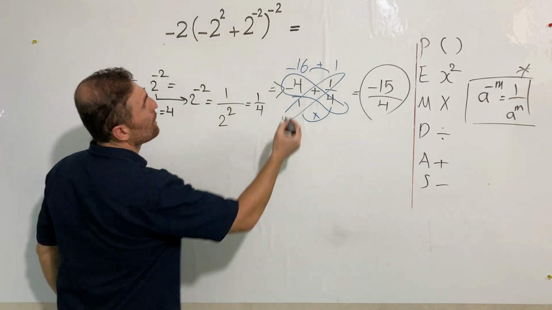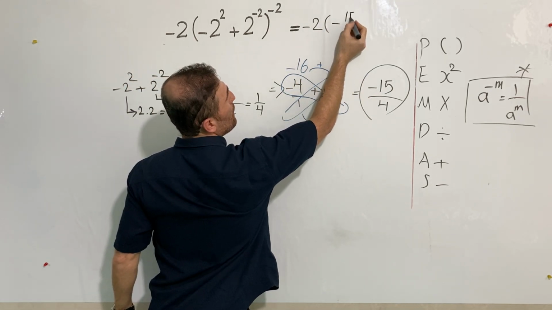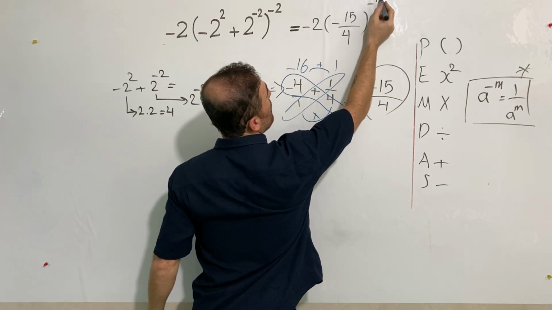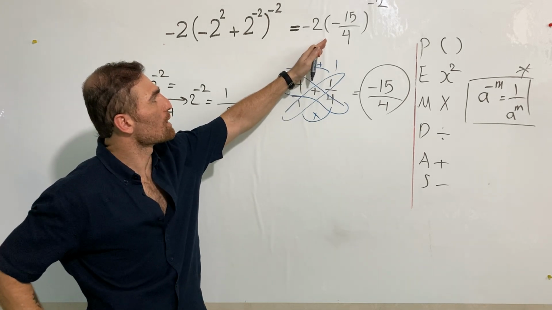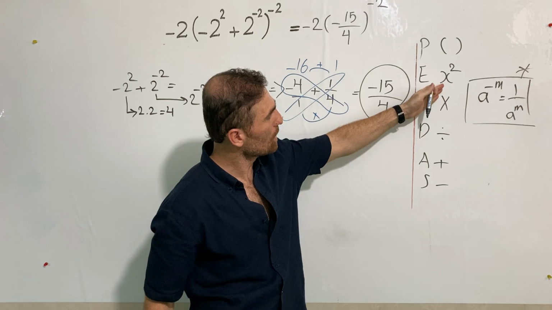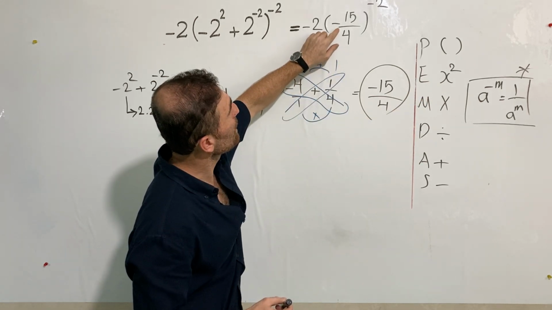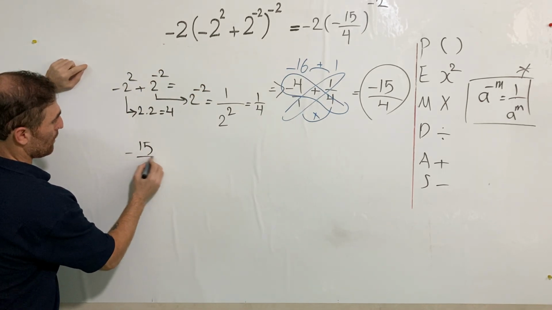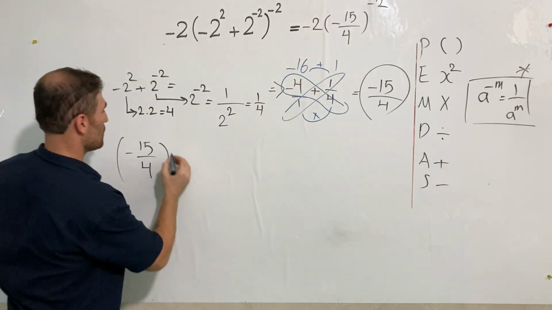Let me rewrite it. We have negative 2 times the parentheses, negative 15 over 4 raised to the power of negative 2. Now we have a number next to the parentheses, which means multiplication. We have an exponent, so we need to continue with the exponent before multiplication. Now negative 15 over 4 raised to the power of negative 2.